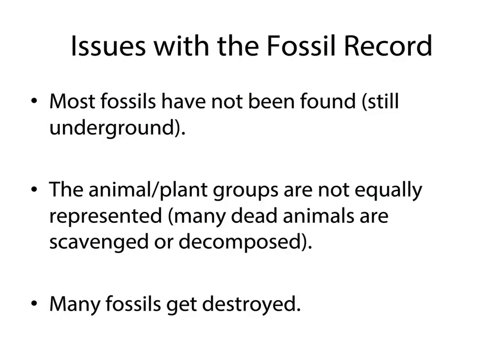Secondly, remember that the animal and plant groups are not equally represented. Many dead animals will get scavenged or they'll decompose, and so they won't be represented in the fossil record. Additionally, many fossils will get destroyed. We know that the earth's plates move around through tectonic activity, and as things are shifting around, the fossils could potentially get destroyed. This is just some of the issues with the fossil record. Keep that in mind as we go to the next slides.